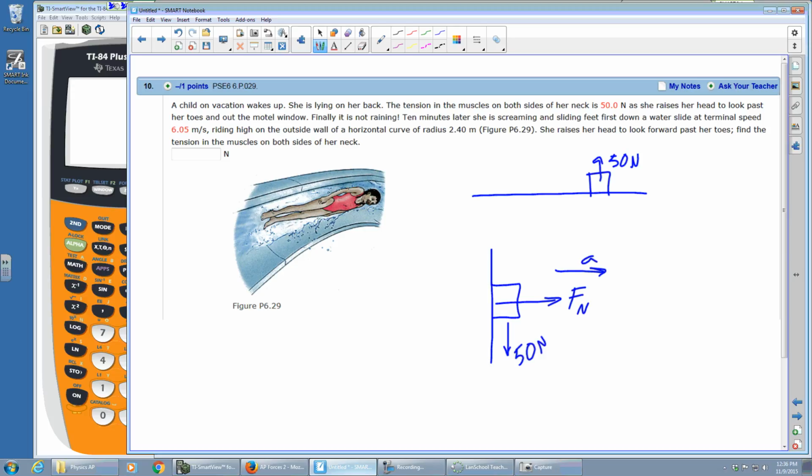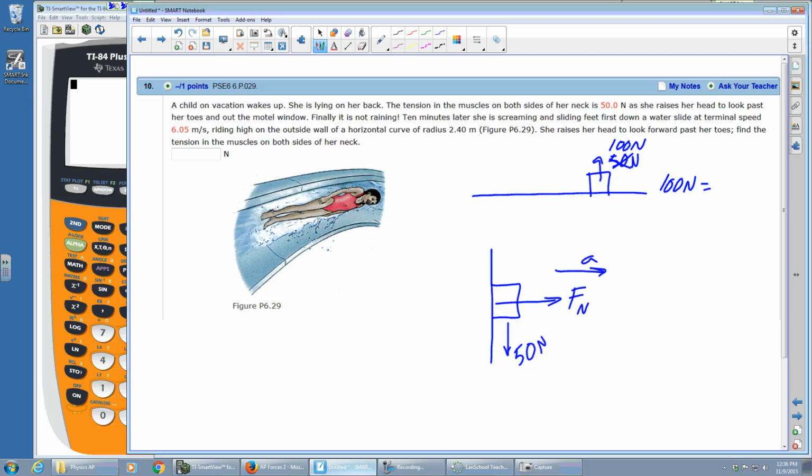What we're looking at is we're going to use the 50 newtons to say 50 newtons equals the mass of the head times g. Actually, we're not going to use 50 newtons, we're going to use 100 newtons, as they say, the muscles on both sides of her neck. So not 50 here, but 100 newtons.